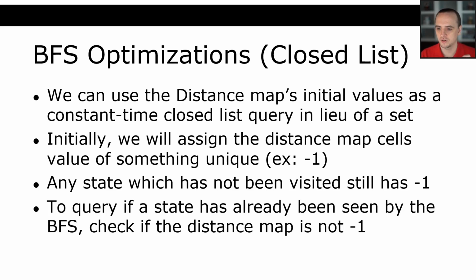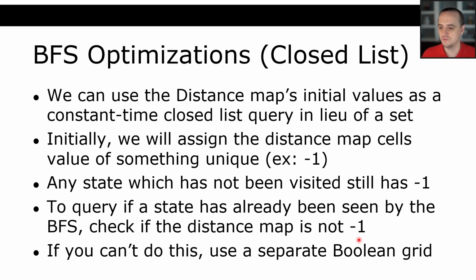So to query if a state has already been seen by the distance map's BFS, you don't need a separate closed list. All you need to do is check to see if the distance map is not -1. So if you look up the distance map's value, if it's -1, it's not in the closed list. And if it is not -1, it is in the closed list, right? So if you can't do that for whatever computation you're using, then you could use a separate Boolean grid. However, in this case, you can definitely do this.